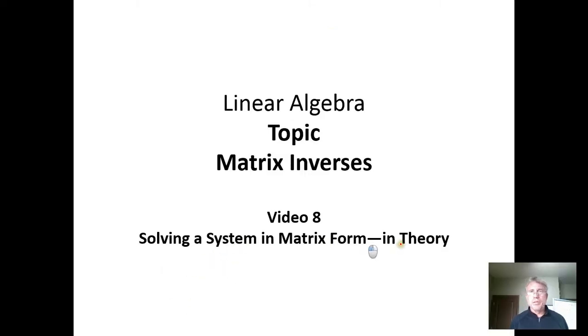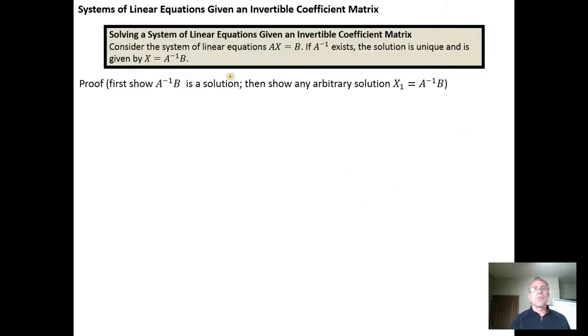So in this video, we're going to look at, from kind of a theoretical perspective, solving a system in matrix form. Remember, matrix form looked like this. And what we're going to do is look at what has to be true if A inverse exists. So here's the claim. Consider the system of linear equations AX equals B. So we have a system of equations in matrix form.